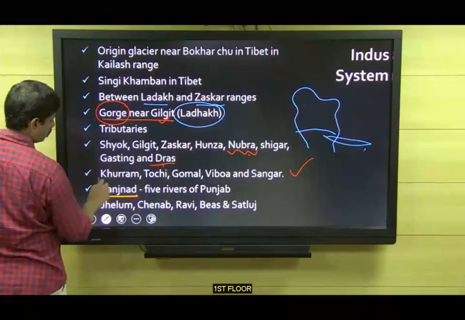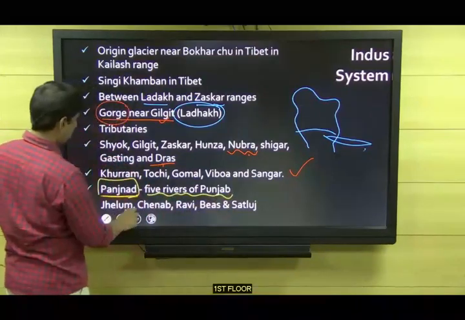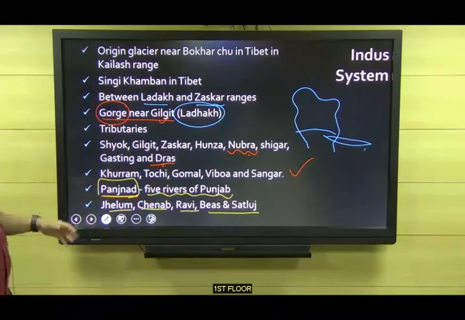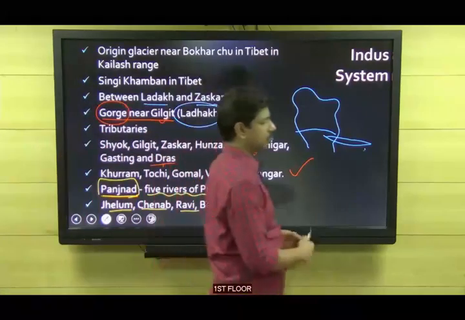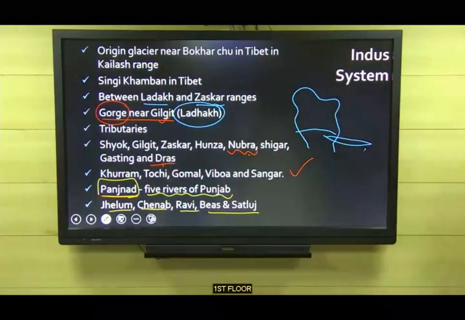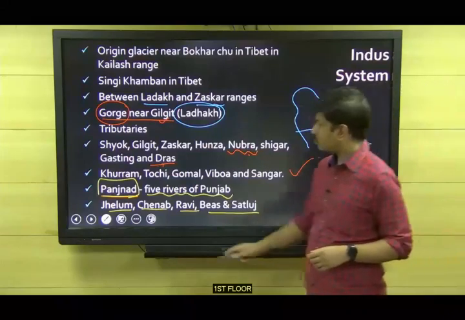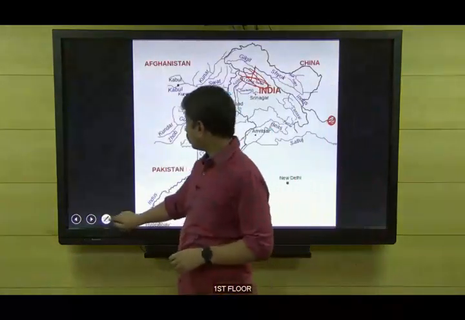Panjanad rivers are the five rivers of Punjab: Jhelum, Chenab, Ravi, Beas, Satluj. They also combine and drain into the Indus. So we will see the map, how the course is.